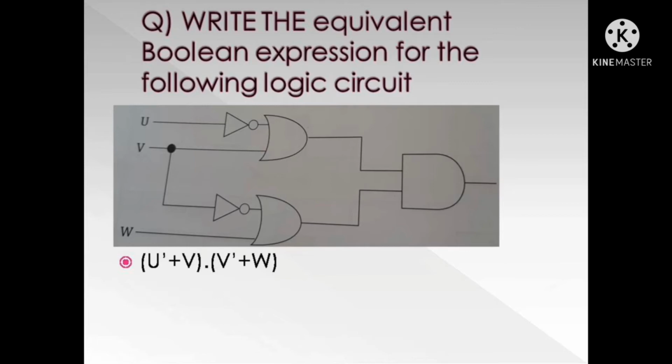The U complement plus V and V complement plus W is given to the input of the AND gate. Then we can write the expression as (U complement plus V) into (V complement plus W).